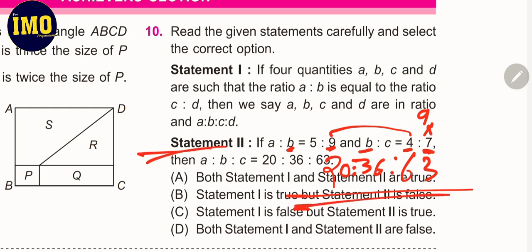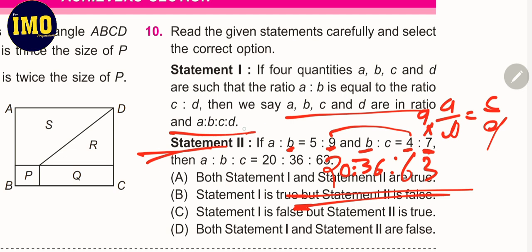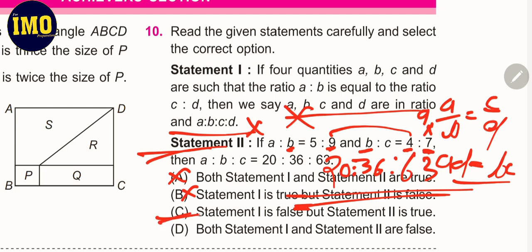The second statement is true. In the first statement, it is given that if four quantities A, B, C, D are such that the ratio A to B is equal to the ratio C to D, meaning A upon B is equal to C upon D, and then it says they are in the ratio A to B to C to D. No, because here you get AD equal to BC, so this condition is not followed. The first statement is false but the second is true. So C is the answer to our question.